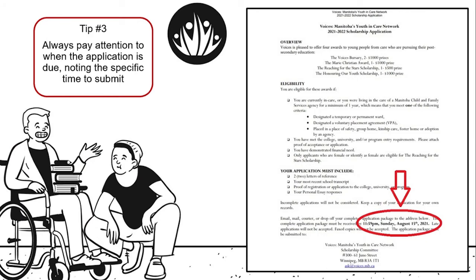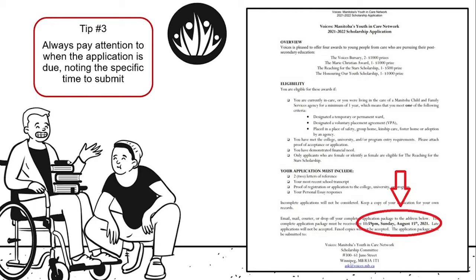Tip number 3 is to always pay attention to when the application is due, noting the specific time to submit. With the Voices Manitoba Scholarship, the application is due on Sunday, August 15th, 2021 at 11:59 p.m. Any applications that are submitted after this date and after this time will not be included. So it will automatically be disqualified.